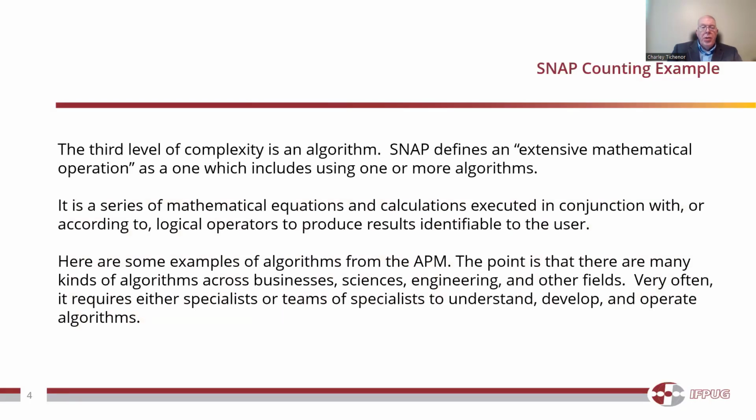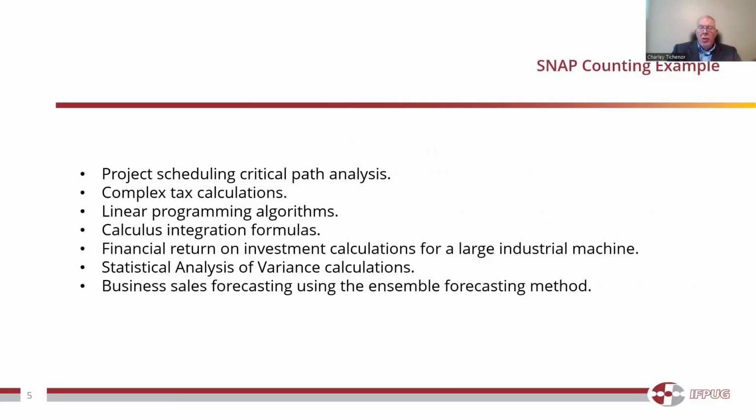And again, the third level of complexity is an algorithm, which is a set of mathematical calculations, but they have to be done in a certain logical order. Now here are some examples, mostly from business, that are in the Assessment Practices Manual representing algorithms. If you're in a different industry, you're probably familiar with an entire host of different algorithms. I mean, they're all over the place.